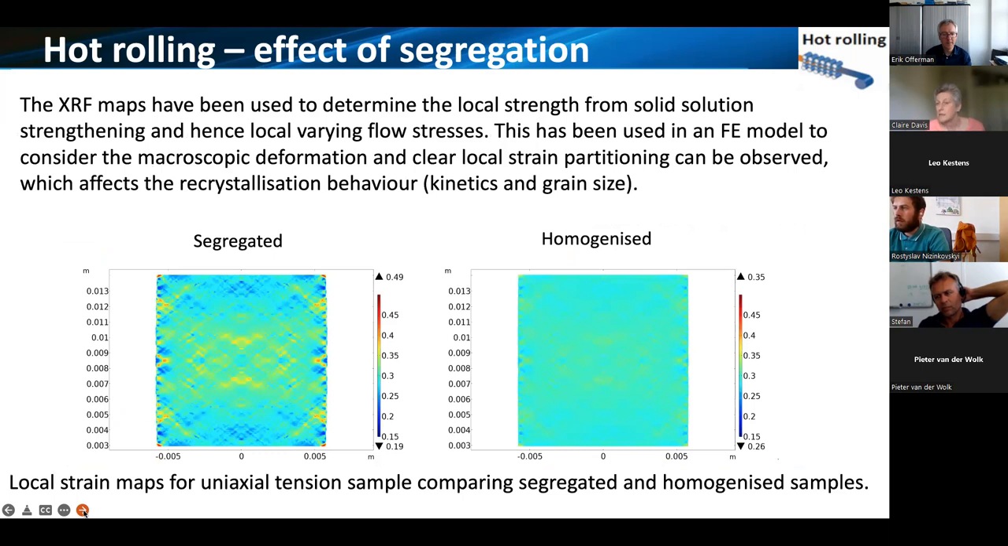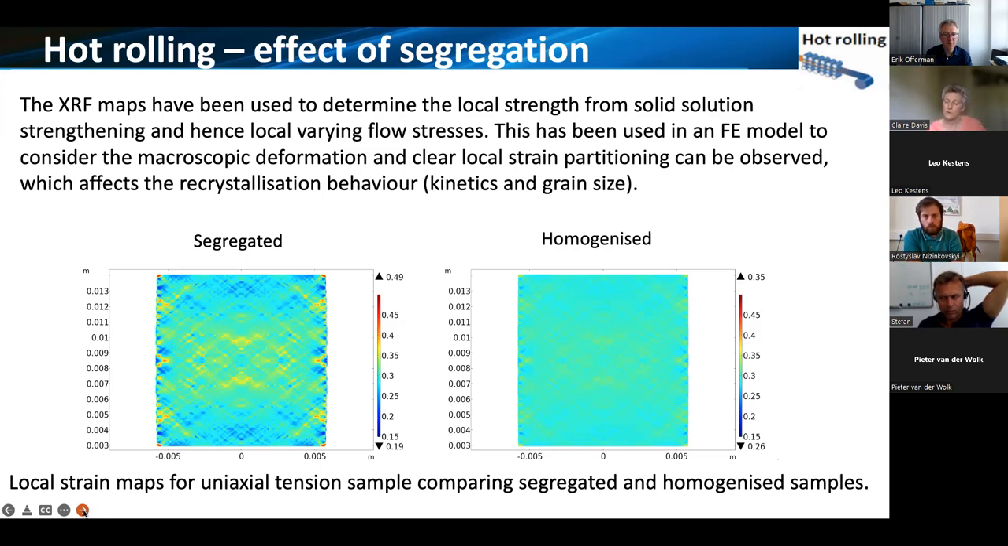In order to understand this, so we can be predictive about it, what we've done is taken the XRF compositional map and used that to determine the local flow stress of the material, just by using the equations for solid solution strengthening. And then taken the local flow stress behavior and put that into an FE model to consider the macroscopic deformation. So one of the models from the plane strain compression test or uniaxial compression test, whichever we want to look at.